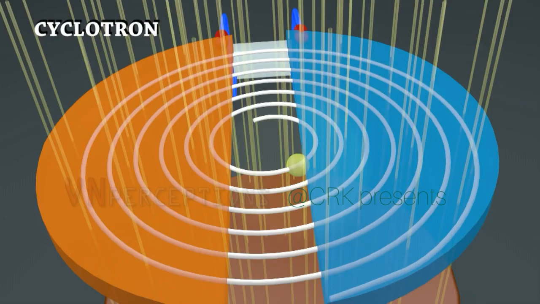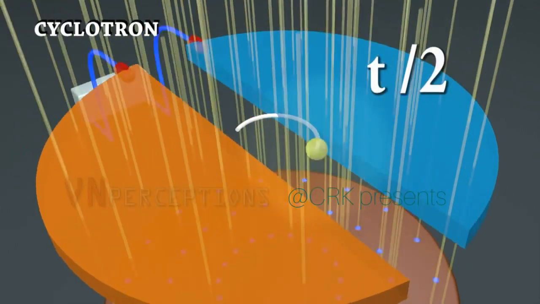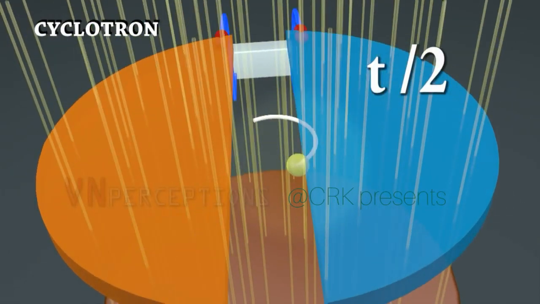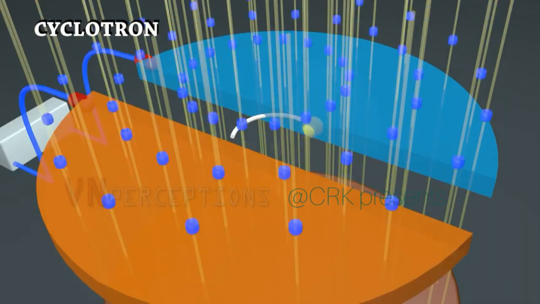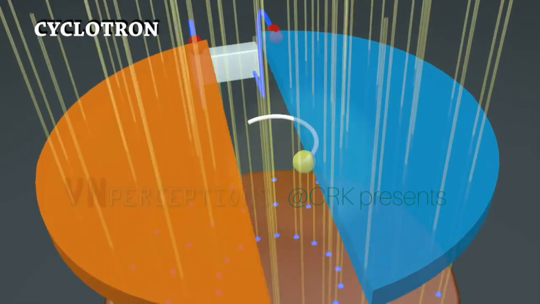The particle makes a semicircle and comes to the gap. The time taken is T by 2. Because if the time taken to complete one circle is T, then the time taken to complete a semicircle would be T by 2. As soon as the particle comes to the end, it is influenced by the electric field.